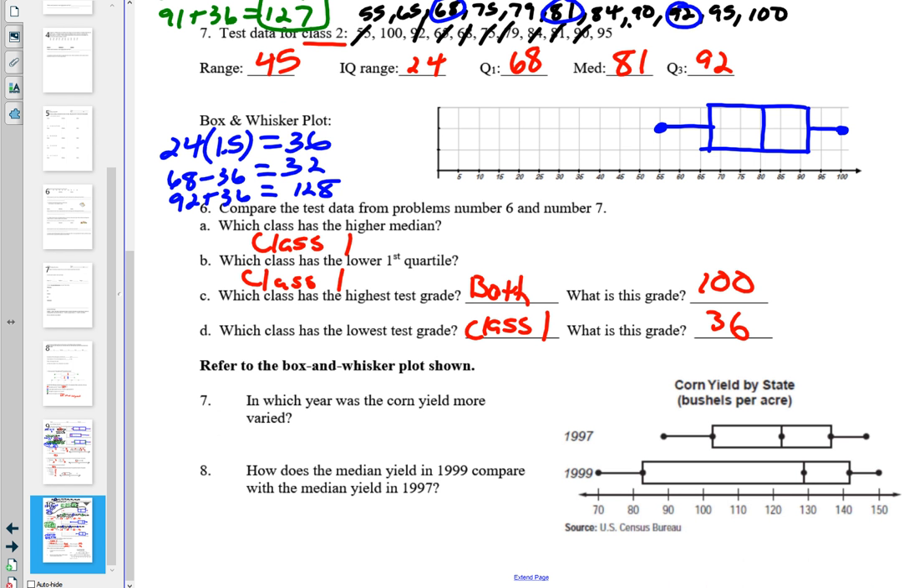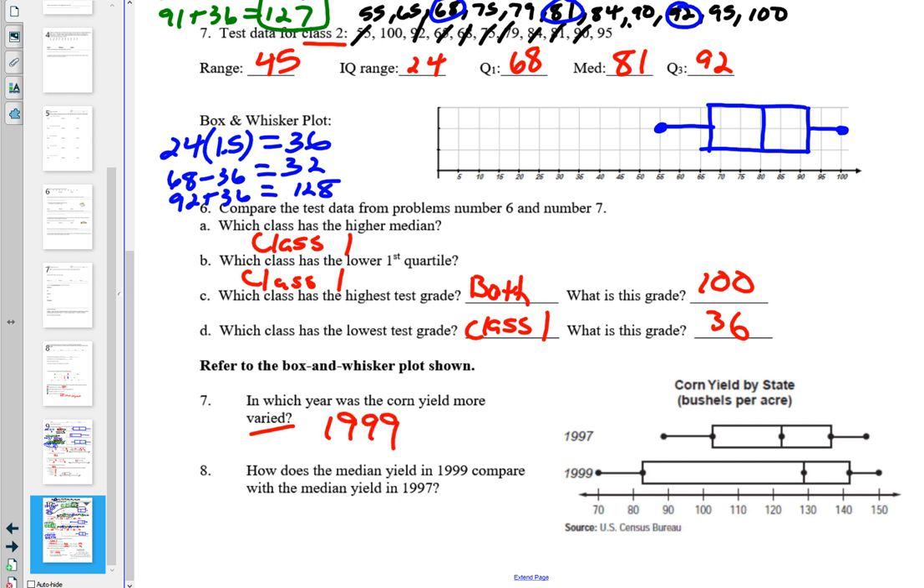They give us here two box and whisker plots. In which year was the corn yield more varied? So if they just say overall more varied, they're just talking about your range. Which one has the greater range? 99. Yeah, it's more spread out.